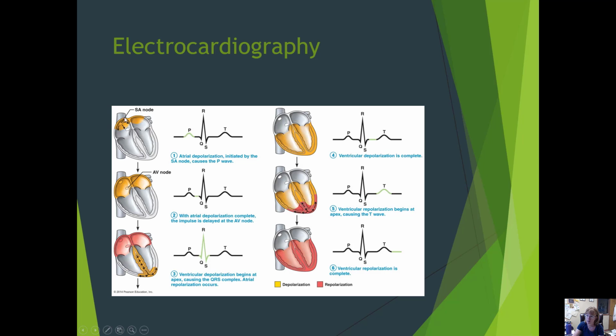So here we can see that initial depolarization of the atria, represented by the P wave, and then this time period in here is when the AV node is going to receive the signal, and then it'll propagate that down to the bottom of the heart, and then we'll get the QRS. Then we get this resting time while it's completely depolarized, and then as it repolarizes again from the bottom of the heart, we get the T wave.